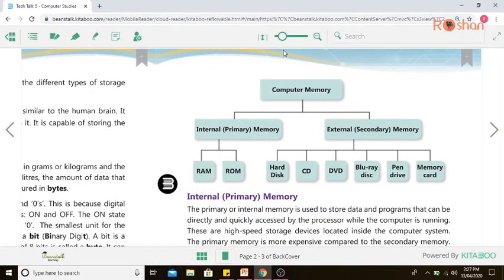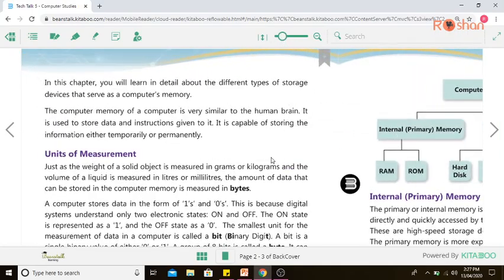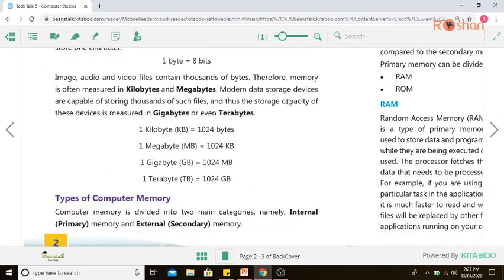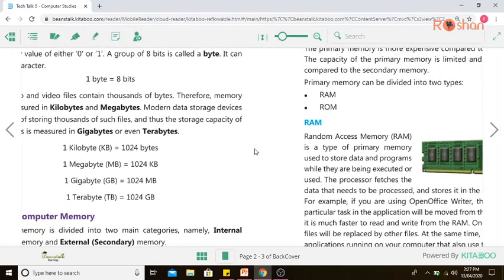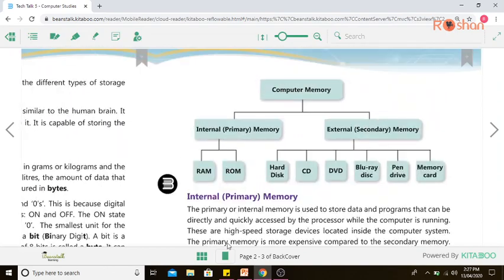This is the types of memory, a very, very important topic. Computer memory is divided into mainly two categories, namely internal, or primary, and secondary memory. The first is internal memory, and the second is external memory. Most of the time we use the terms primary memory and secondary memory.